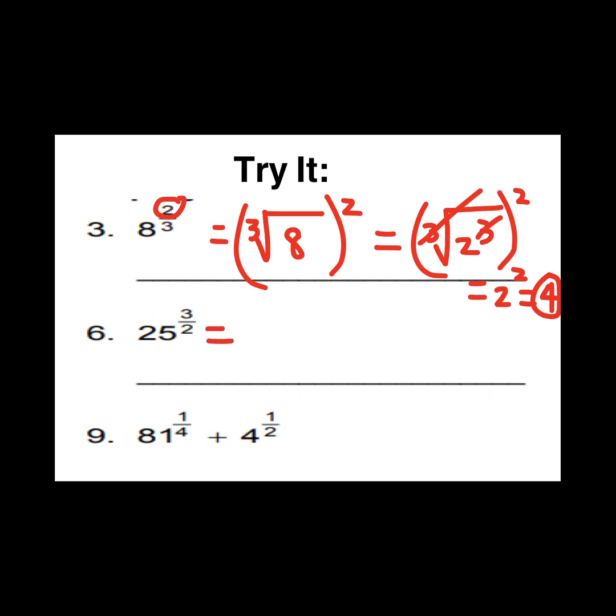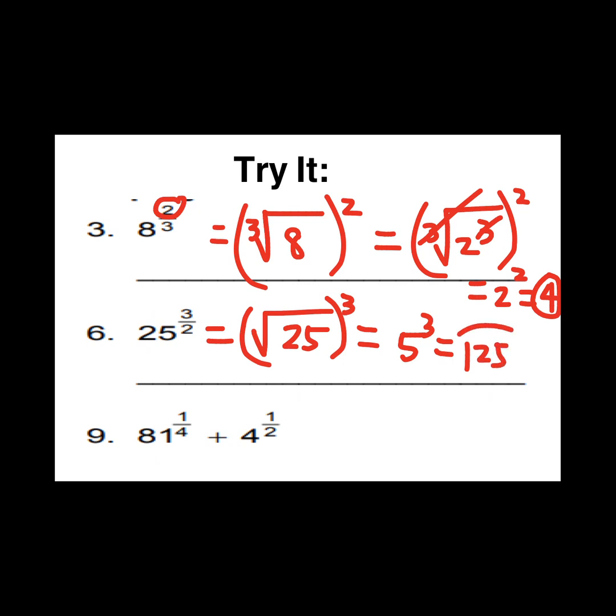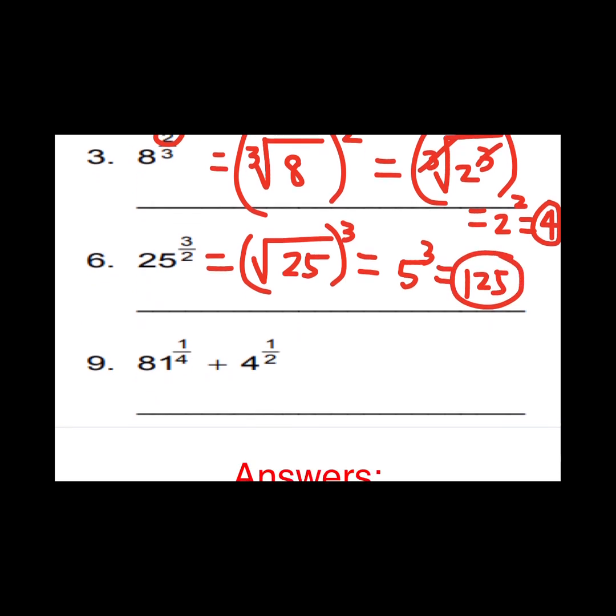And make sure you try number 6 before you look at the answer. Again, this is going to be a square root because the number on the bottom is the root. So this is a square root of 25 and then cube that. So we know that the square root of 25 is actually 5, and then cubing that gives us 5 times 5 times 5, which is an answer of 125.